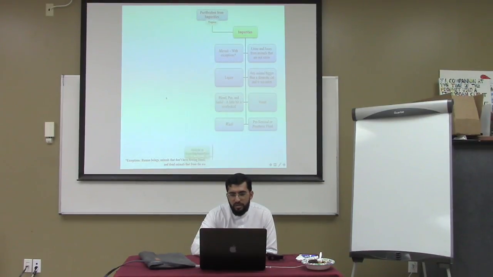Method of removing impurities. The method is of different types. The first method is to wash it 7 times, along with one of the washings being dirt. They say that this refers to the impurity of a dog or the impurity of a pig. And this is based on the hadith of the Prophet ﷺ, in which he said, "Tuhuru ina'i ahadikum." Tuhuru or tahuru?